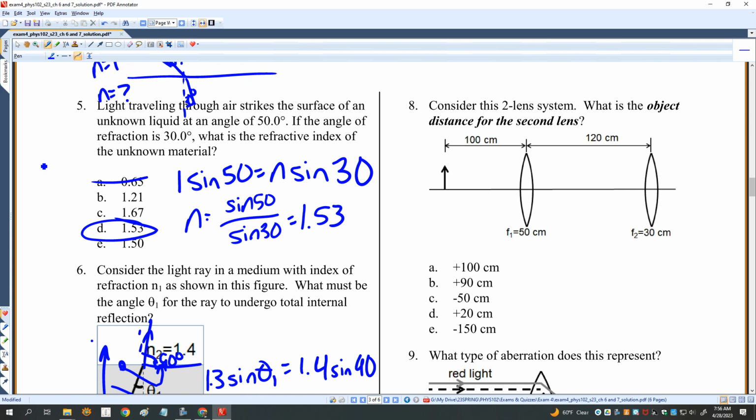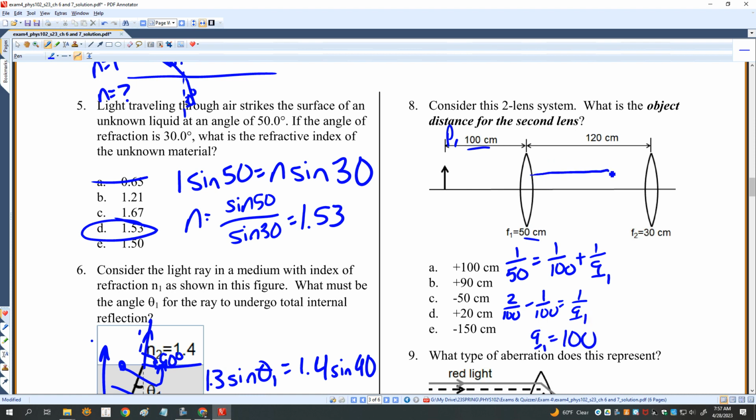All right, what is the object distance for the second lens? We've already done something like this, but this is just asking an interim question. So 1 over 50 equals 1 over 100. I'm doing the 1 over F, 1 over, this is P1. Solve that. All right, so this distance to the image is 100 centimeters. So this distance, which is what I'm looking for, is plus 20.